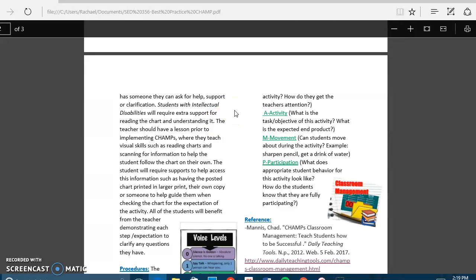Students with intellectual disabilities may require extra support for reading the chart and actually comprehending what's being said within it. So I think prior to implementing CHAMPS, the teacher should have a lesson where they go through visual skills such as reading charts and scanning information to help them. That way the student can look at the chart on their own and be able to read it and follow it.